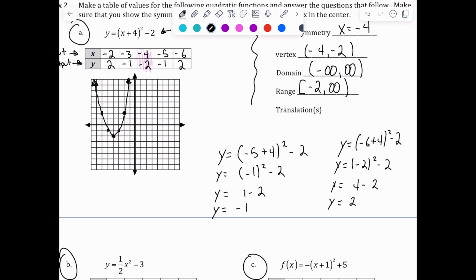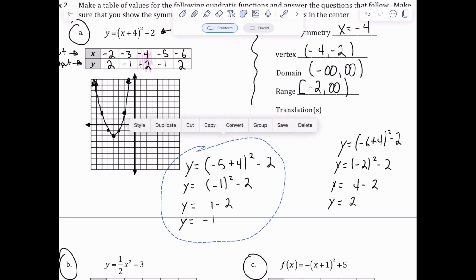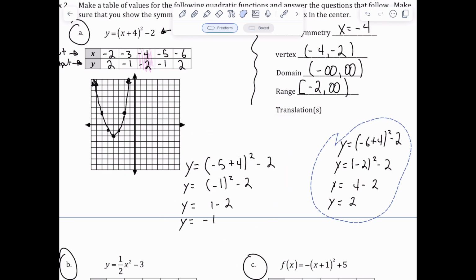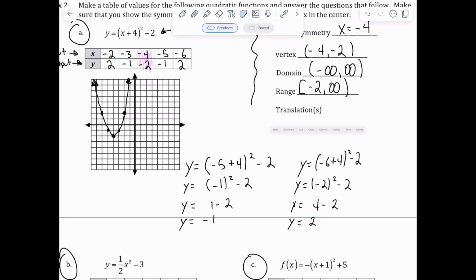Last is translations. We talked briefly about this last class. Translations is the way the vertex moves. Okay, so I'm just going to describe the vertex movement here. It looks like we went left 4 units, down 2, and boom. That's it. That's all we did on that one.